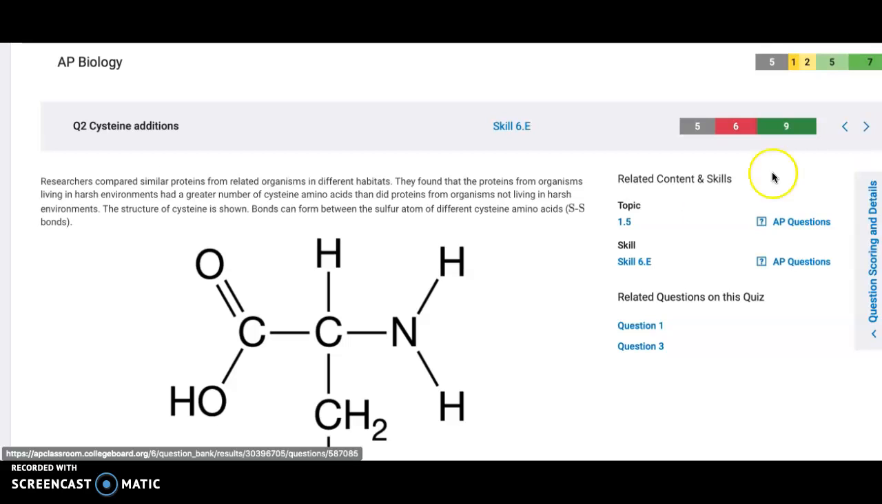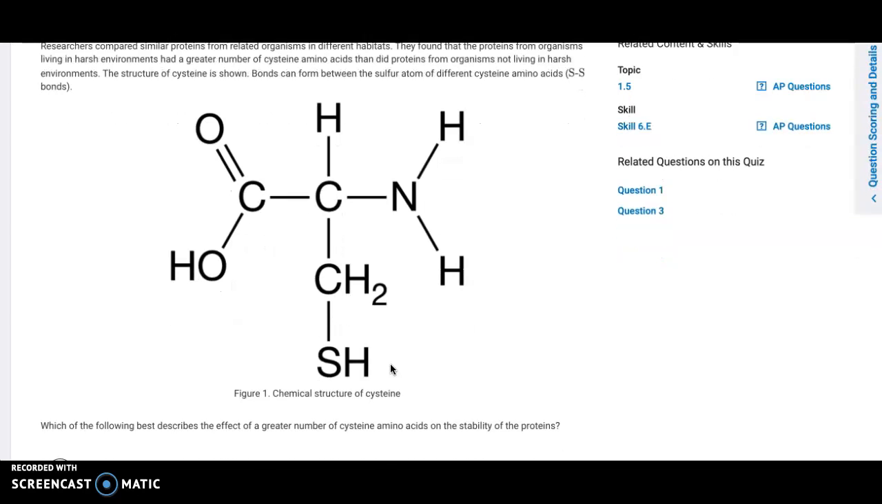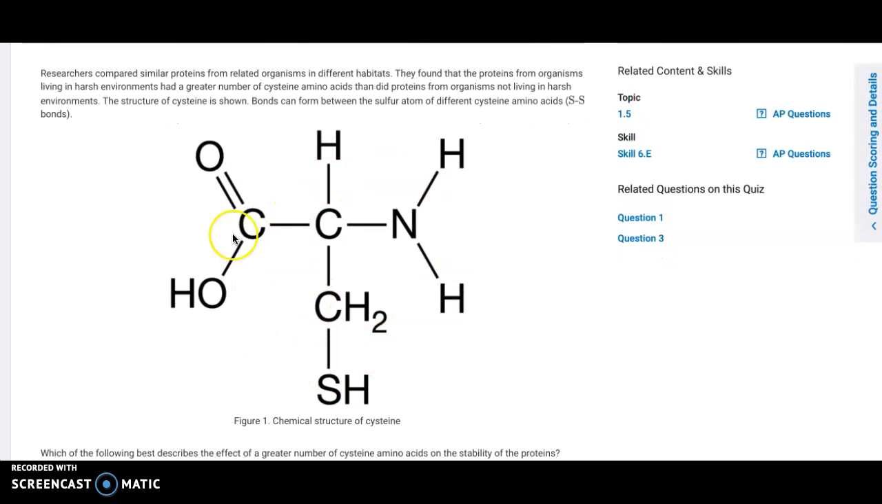Okay, question number 2. We have a cysteine amino acid, and they said that they find this amino acid in proteins found in organisms that live in harsh environments. And as soon as I hear that idea of harsh environments, I think of a place where it's difficult for proteins to stay folded correctly. That's usually what the problem is with places that are too hot or maybe too acidic. Environments that are usually too difficult for things to live in, the proteins often don't fold correctly.